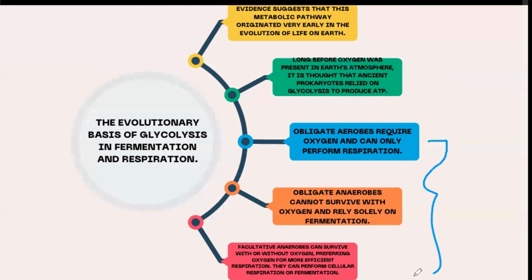And hence the 3 terms that you need to remember with this. Obligate aerobes are those organisms that require oxygen and perform respiration. Think about you and me. Obligate anaerobes cannot survive on oxygen and rely only on fermentation, so they'll depend on things like lactic acid fermentation or alcoholic fermentation. And facultative anaerobes are those that can survive with or without oxygen. They go back and forth, and they're great for environments that constantly shift back and forth.